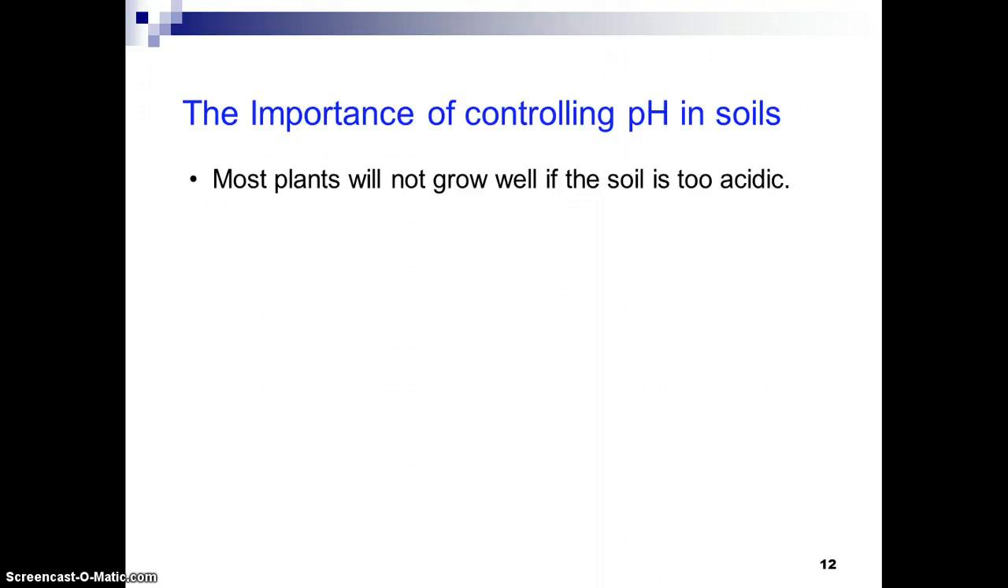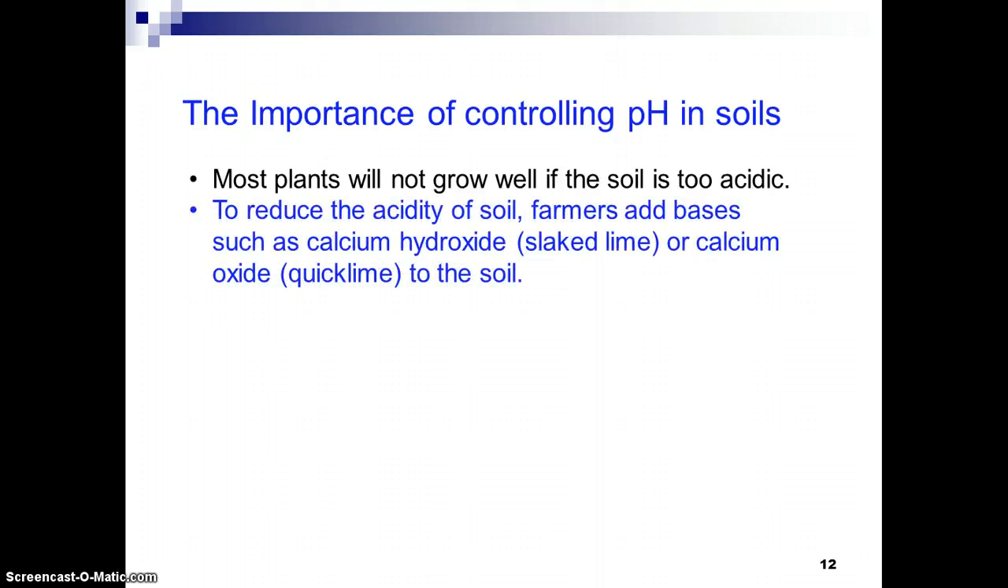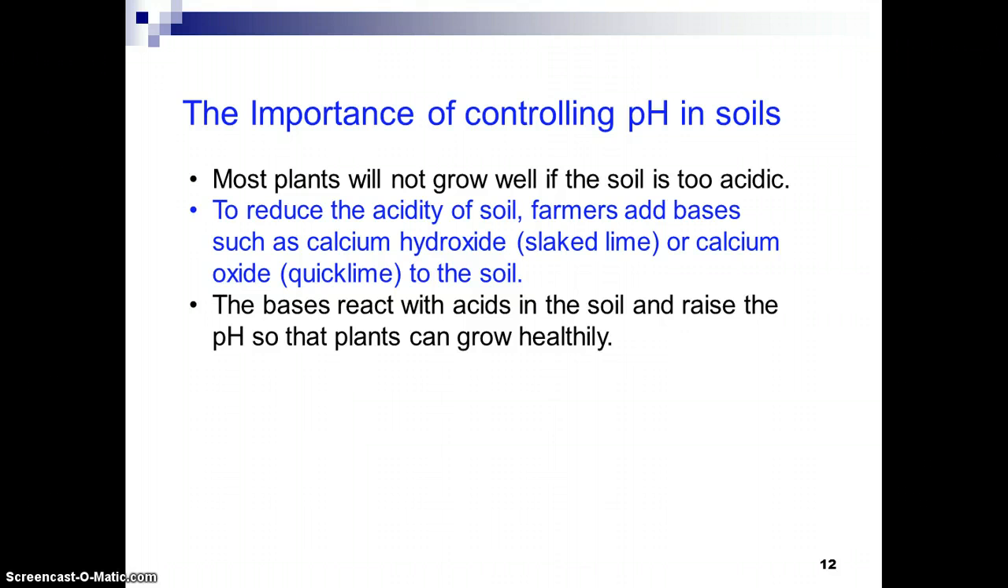Most plants will not grow well if the soil is too acidic. So what we can do is to reduce the acidity of soil by adding a base, such as calcium hydroxide, which some people call slaked lime, or calcium oxide, called quicklime, into the soil. The base reacts with acids in the soil and raises the pH so that the plants can grow more healthily.